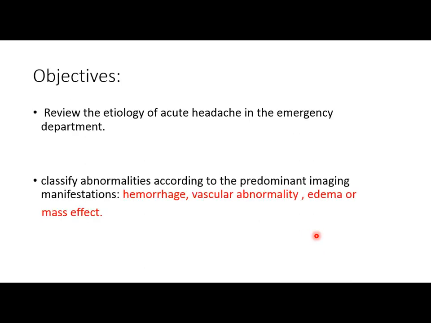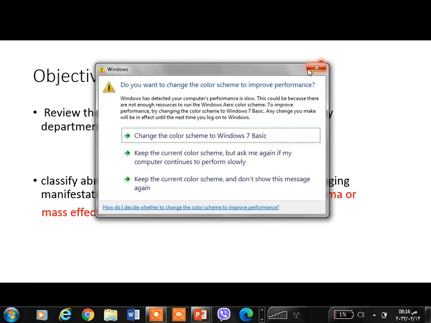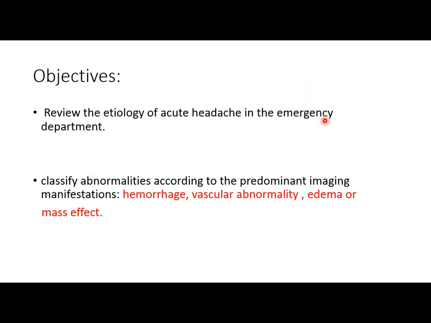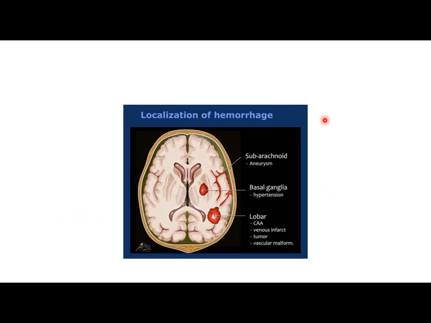In this seminar, we will concentrate on reviewing the etiology of acute headache in the emergency department, and also classify the abnormality according to the predominant imaging manifestation. We will put it in three categories according to the etiology: hemorrhage, vascular abnormality, or edema and mass effect. And there are some miscellaneous conditions. We will talk about them later, at the end. First, we will talk about hemorrhage.